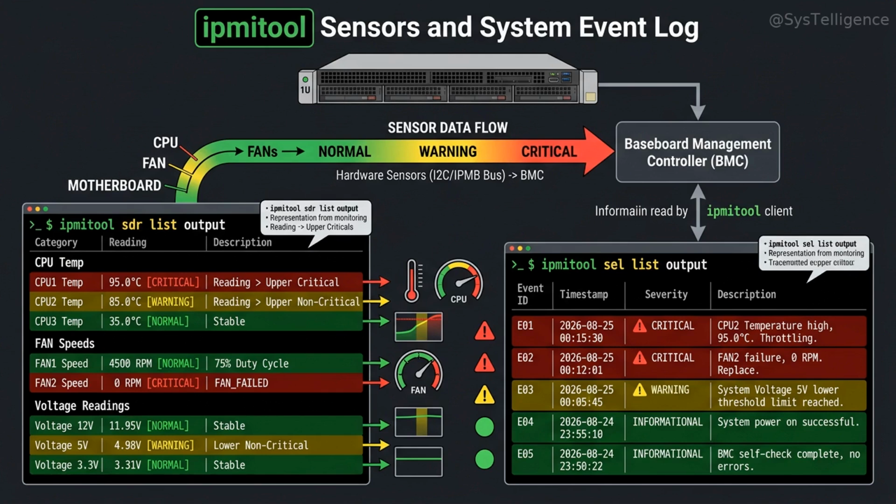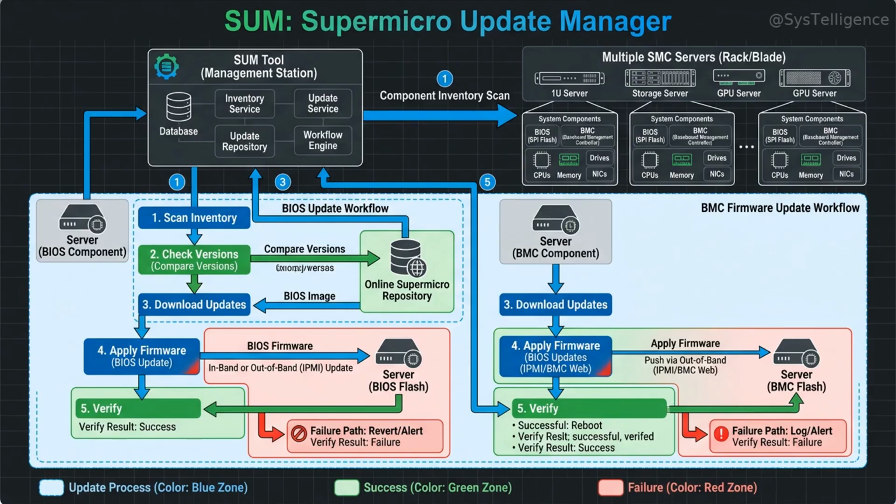The command ipmitool sel list shows the system event log. The SEL records every hardware event with timestamp and severity level. Critical events include memory errors, CPU failures, and PSU faults. Use ipmitool sel clear to clear the log after resolving issues. Always check the SEL first when diagnosing any SMC hardware problem. The sensor data gives you complete visibility into server health without touching it.